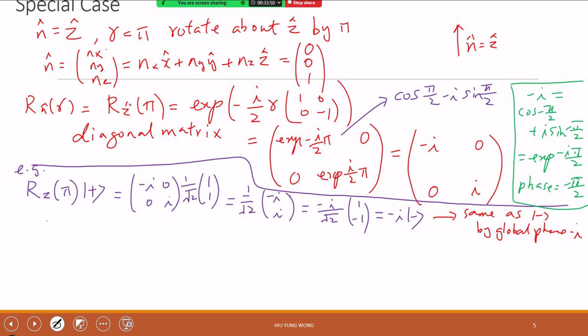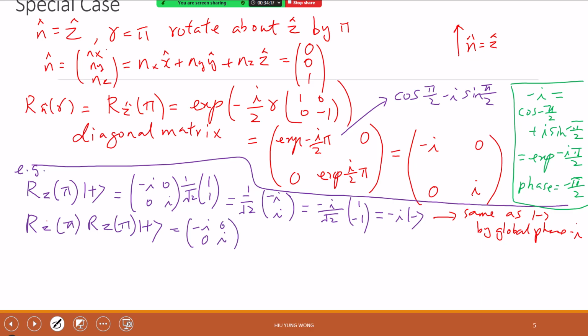Now, if no, let's continue to rotate one more time. So what I'm trying to say is that instead of rotating plus by pi, can I rotate it by 2 pi? Of course. Rotate pi first and then rotate by 2 pi, right? So that's very natural. So I will write negative I, 0, 0, I.